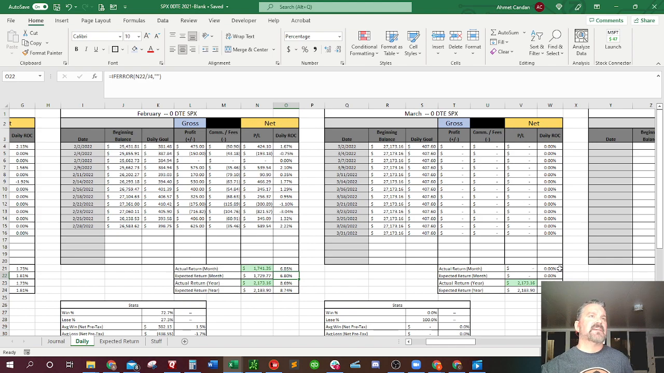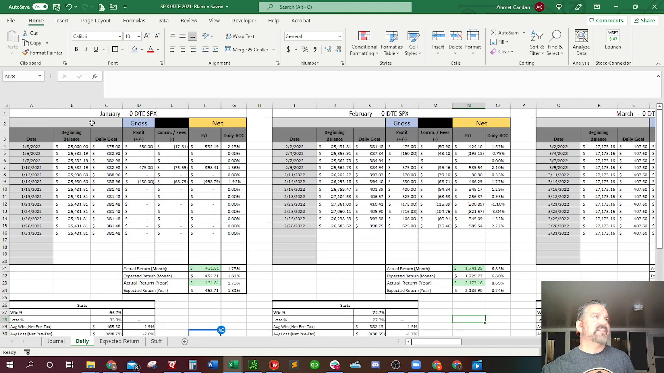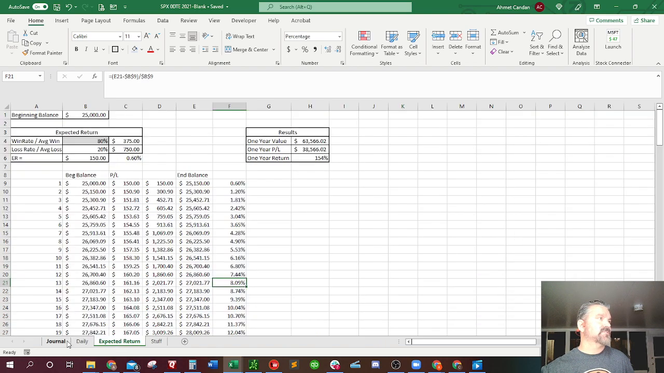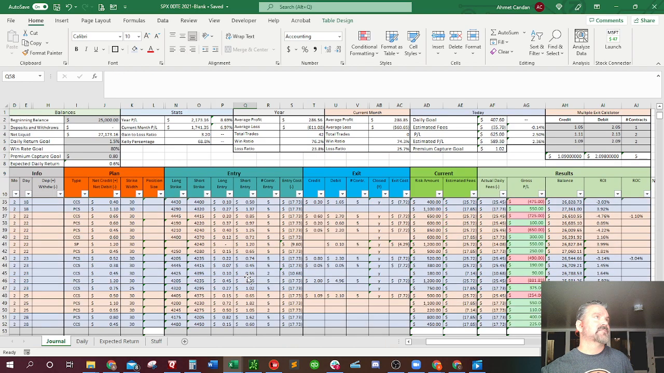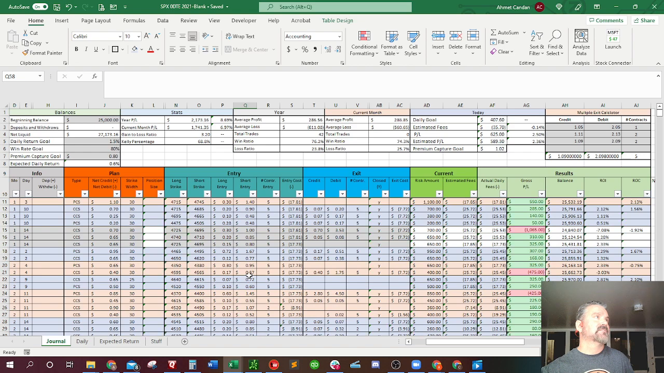This is a really nice tool to see where you're going. Now, as of right now, I didn't enter all my trades from January, so I'm a little bit behind on my actual yearly return. Not a big deal. Who cares? I think that's it.